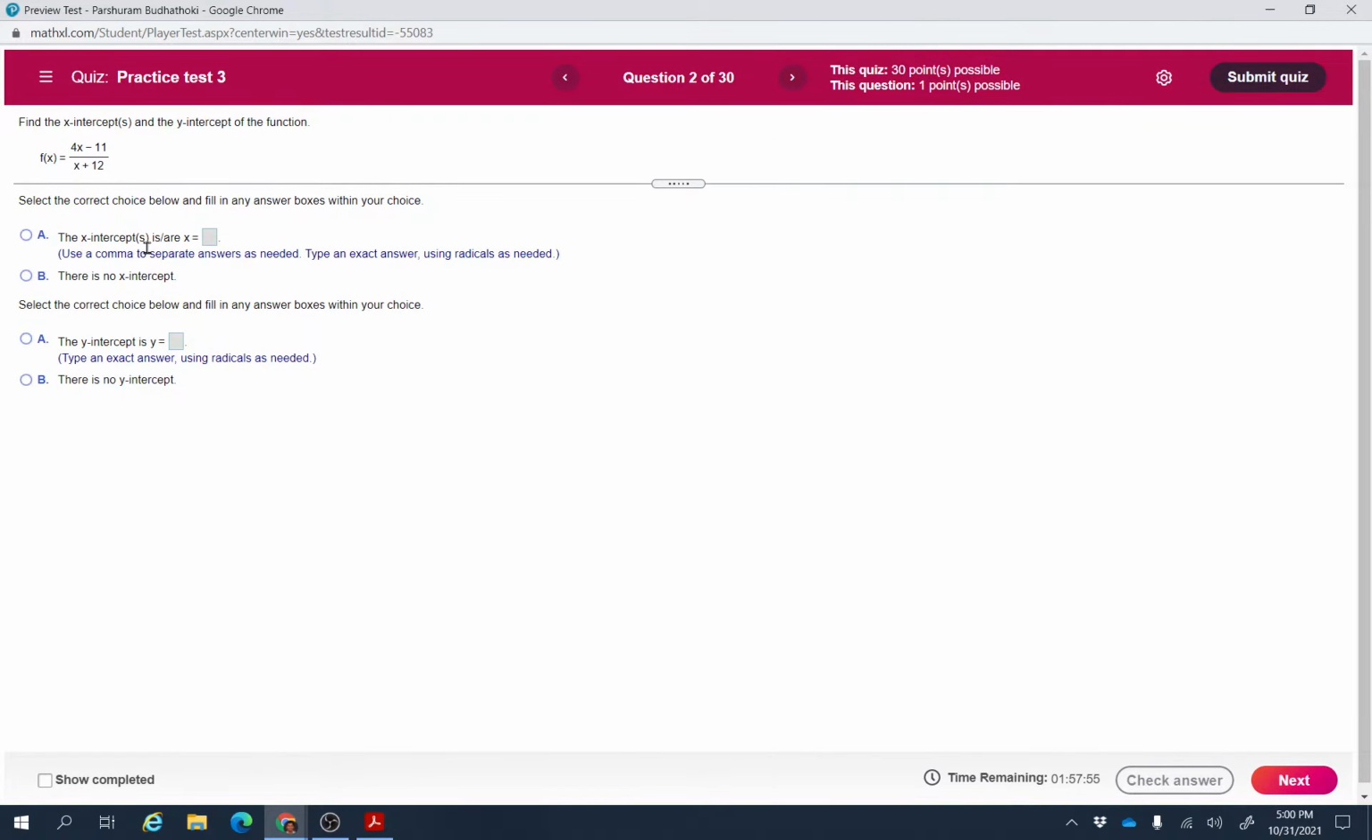Again, we are finding the very same thing. The x-intercept means when the function is 0 and we solve for x, and the y-intercept means when x is 0 in the function. So I'm going to skip this one for you.